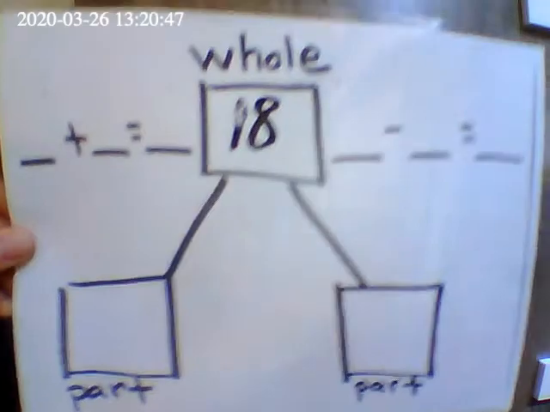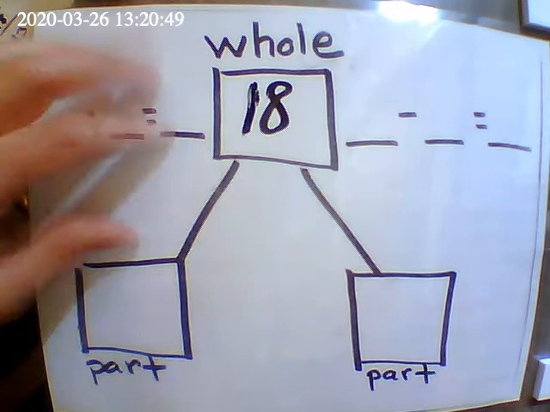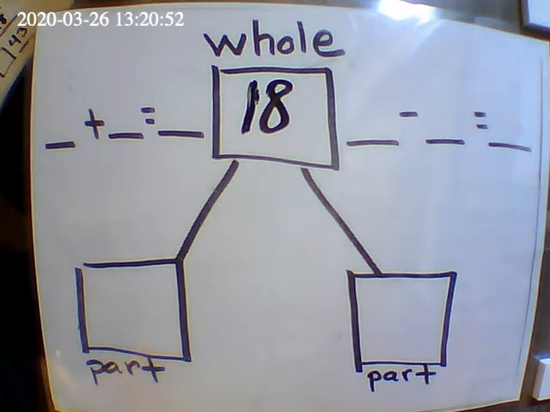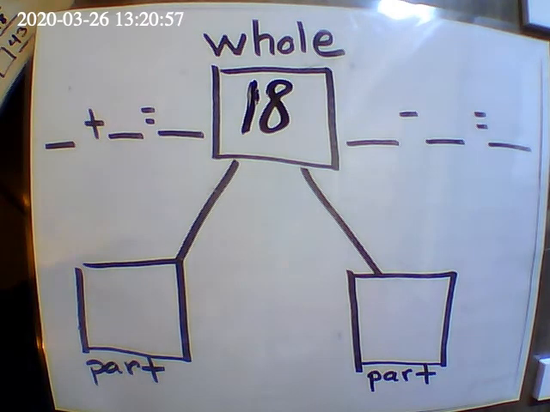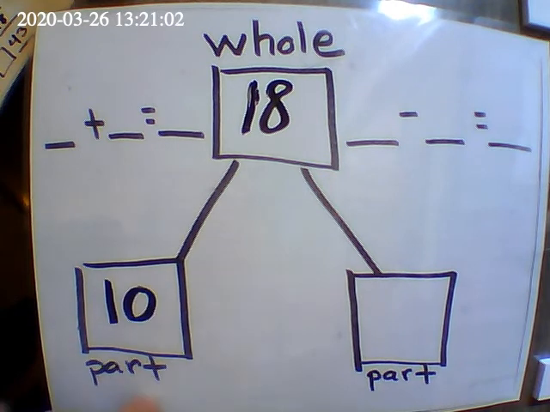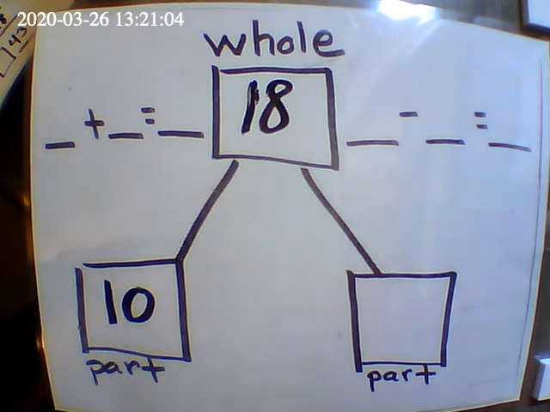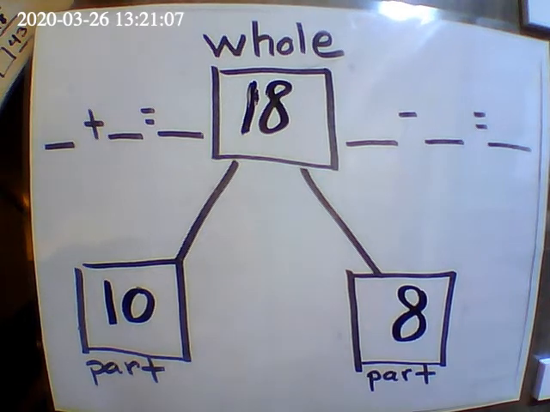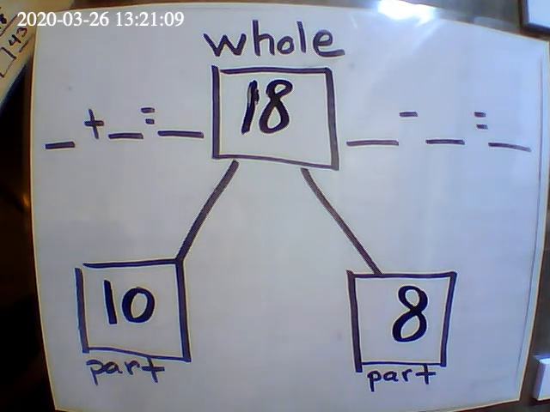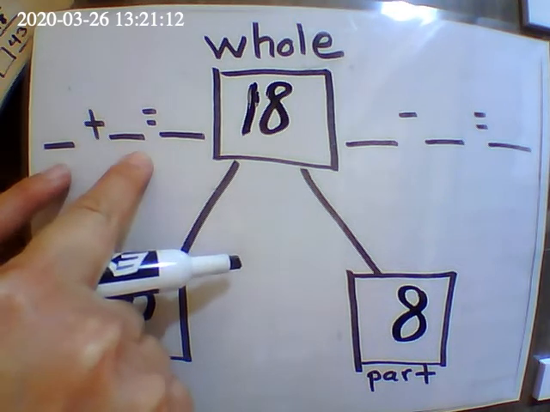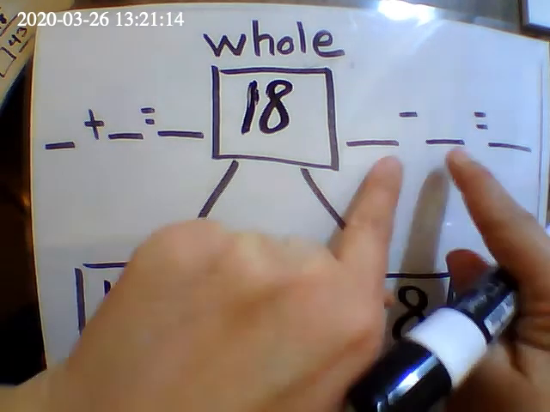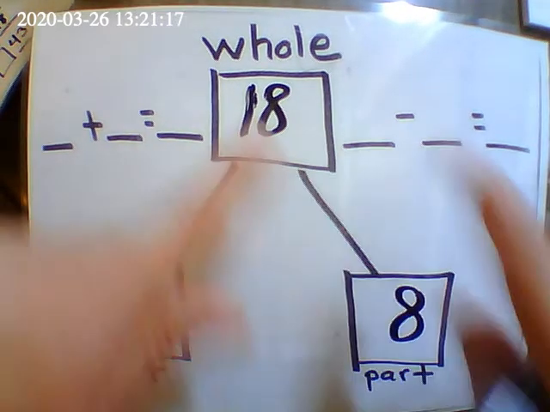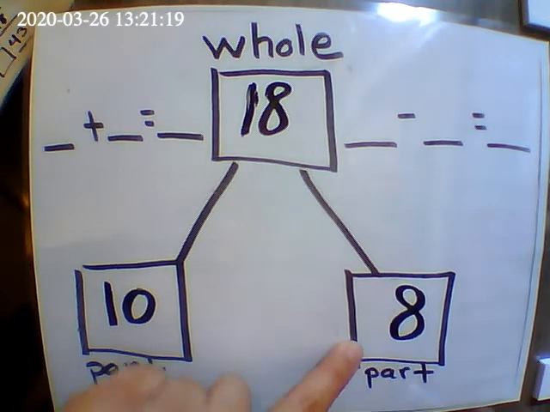Now moving on to whole, part. So we have 18. The goal for the next couple weeks is to work on breaking into groups of 10 and the ones left over. So we have 18. Well, how would we break this into 10? And then how many ones would be left over? 8 ones. So when we do the adding, we take the two part numbers and we're putting them into our equation for adding. When we're doing subtraction, we're taking one of our whole numbers and taking away one of the parts to find the other part.